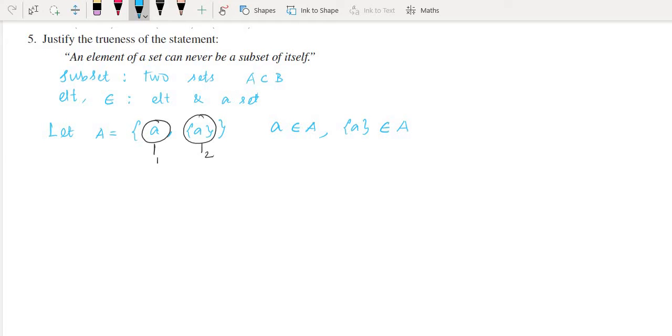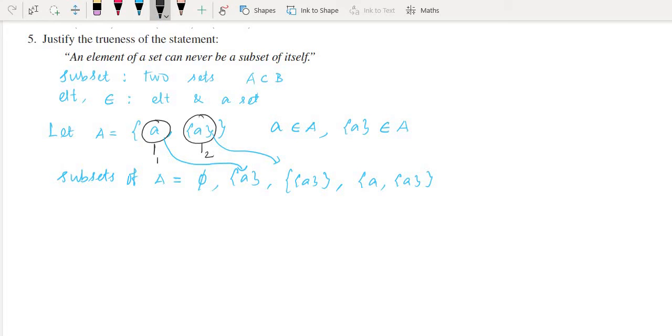So singleton A belongs to our set capital A. Let me write the subsets of A. The subsets of A are: the empty set, since the empty set is a subset of any set; singleton A; for the second element we have to include that within curly braces, so the second element is the set A, which I am going to include within another set of curly braces, so curly braces of curly braces A; and the set itself, which is A comma singleton A. So these are the four subsets of our set A.